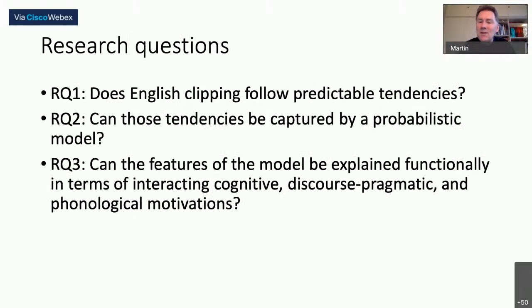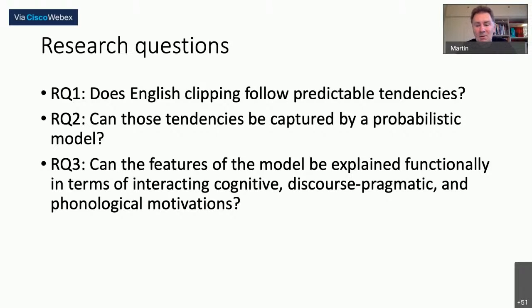But for now, let me just tie this up and let me formulate the research questions that guide the project that David, Jennifer, and I have been working on. So first of all, we wanted to know whether English clippings follow predictable tendencies and what those are. Yeah. So what patterns do we find in the empirical data? Second, can we model and can we capture those tendencies by a probabilistic model that uses statistical techniques? And then third, can the features of the model, the generalizations that come out of it, can we explain those functionally in terms of interacting factors that pertain to cognition, to discourse pragmatics, and to phonological motivations? Right. So this, as a general framework, I hope to have given you a rough introduction to clippings and what characterizes them.